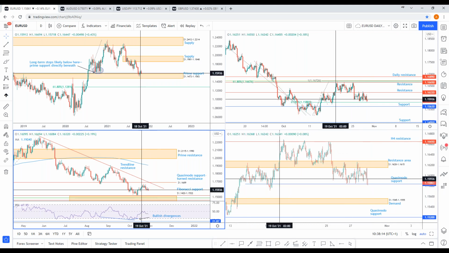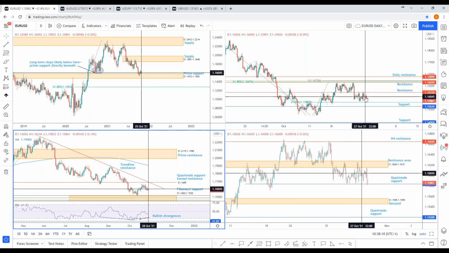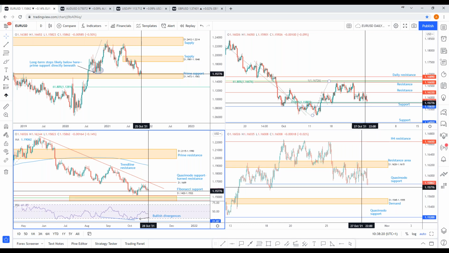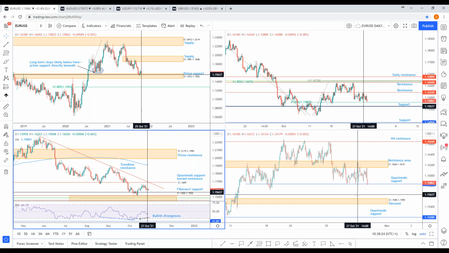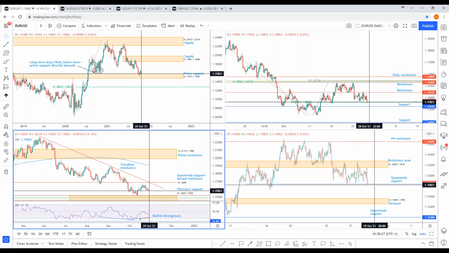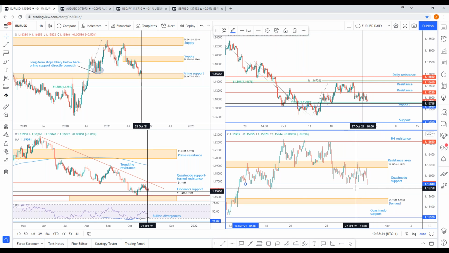Well, I did say in the recent analysis, we are range bound at the moment, and this could have something to do with the ECB meeting that's due today. We are range bound on the H4 and also the H1. We're currently testing the Quasimodo support on the daily time frame at 1584, and that's the lower edge of the range.